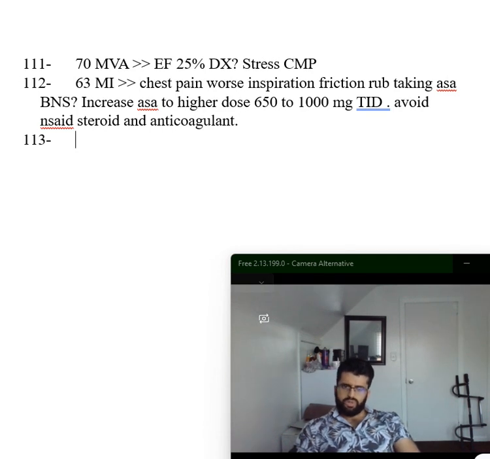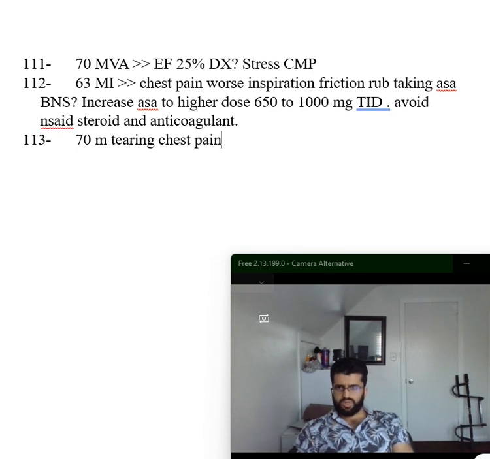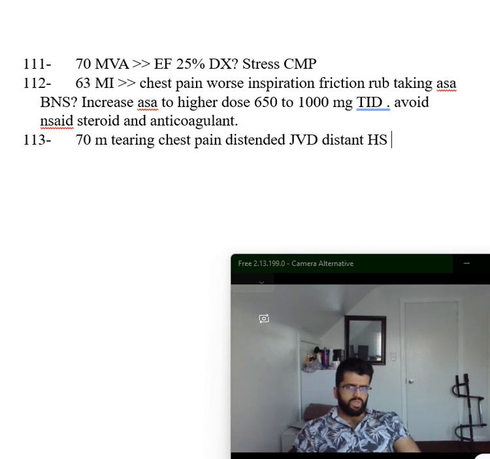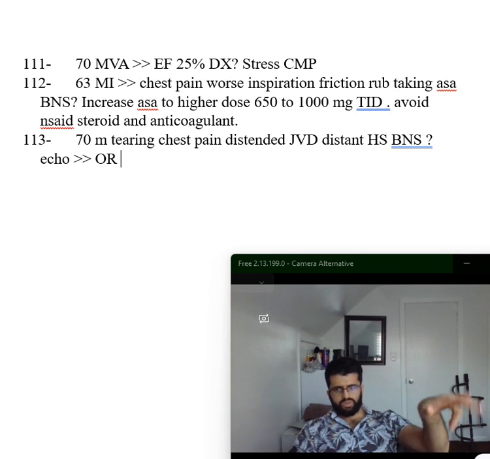Alright, so now you have a 70-year-old man who comes in with tearing chest pain, distended JVD, distant heart sounds. What would you do for this patient? This is scary stuff, right? When you see distended JVD, tearing chest pain. So the best next step is bedside echo, then go to the OR. This is type A aortic dissection, causing the pericardial effusion, cardiac tamponade.